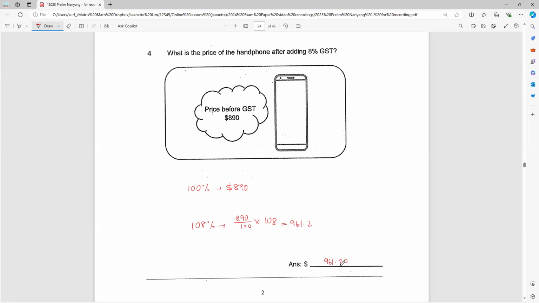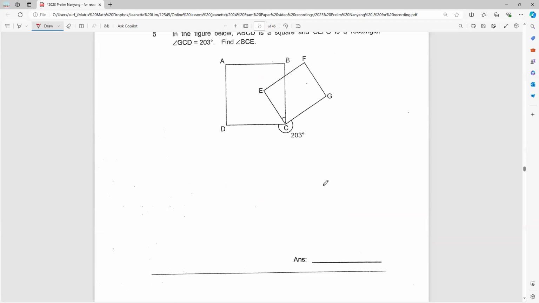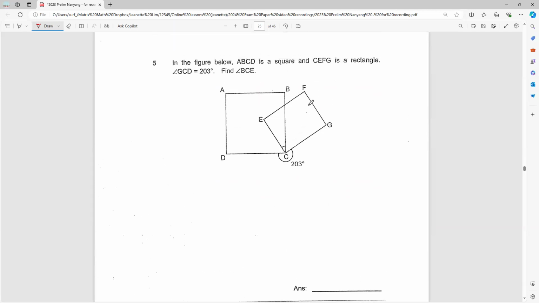So this is the answer. After GST is $961.20. Question 5. Figure below, ABCD is a square, CEFG is a rectangle. You have 203 degrees. Find BCE, the angle marked out over here.